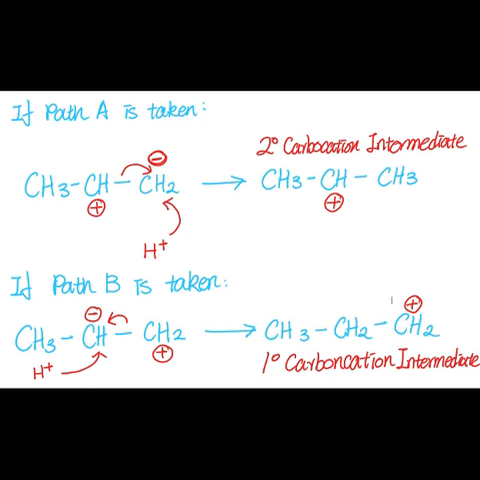Right, if path A is taken, which means after the double bond is broken by the electrophile, hydrogen ion in this case, the majority of the free-flowing electron will go to the carbon on the right-hand side of the double bond. Now, that would make that particular carbon more negative, right? Because all of a sudden, it has more electrons around it. So that will make the whole carbon a bit more negative.